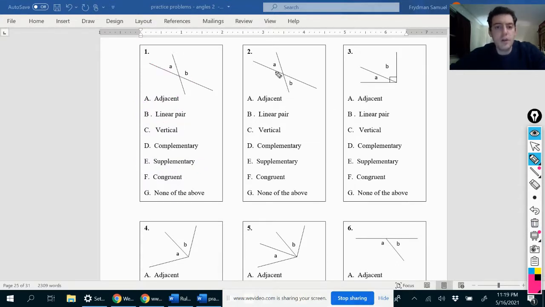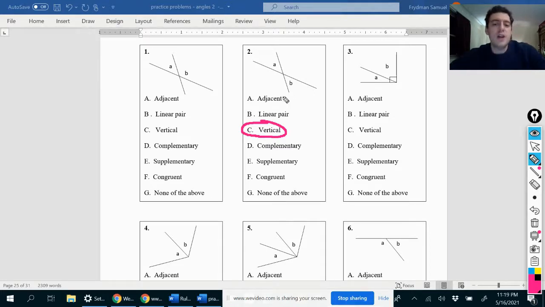For this problem, these two angles are not adjacent. They're not a linear pair. These two angles are vertical. They're formed from the same two intersecting lines, and they're across from each other. So that makes them vertical. And what did we learn about vertical angles? We learned that vertical angles are always equal to each other.